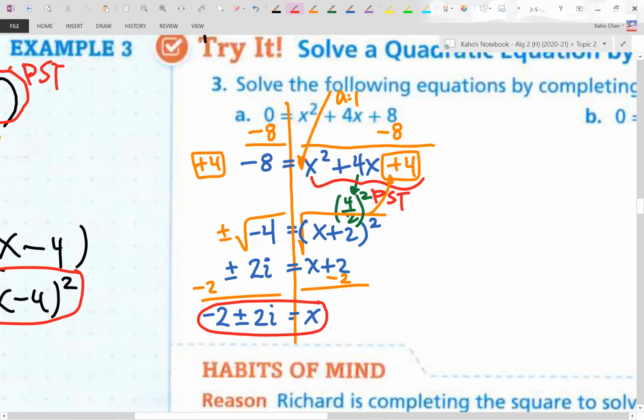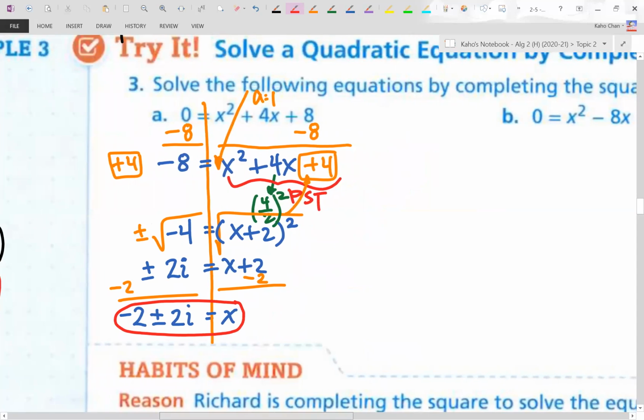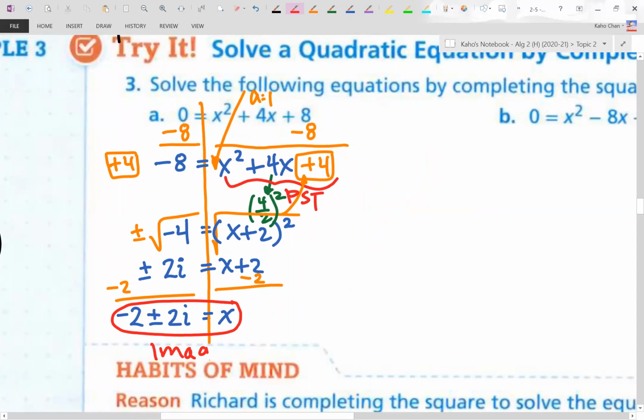Negative 2 plus or minus 2i is the answer. This is an imaginary solution. Crazy. This parabola does float above the x-axis. All right, this is why Algebra 2 is complicated. They just had to make it a little more twisty with the imaginary numbers.